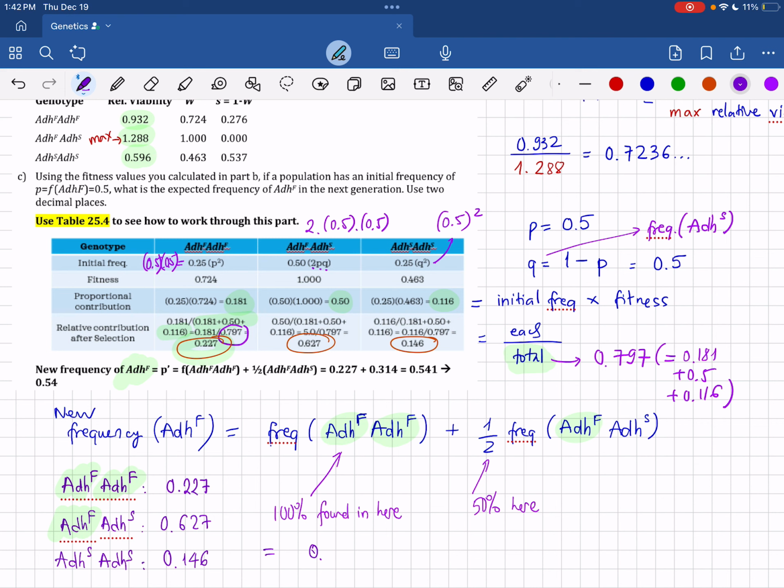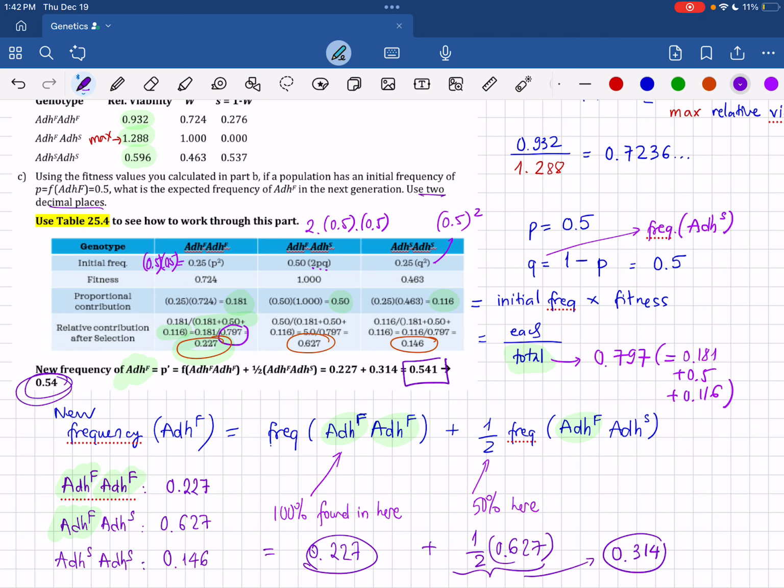So when you add it together, you get 0.227 plus half of 0.627, which is 0.314. Then you sum these together, and that's how we got the final one. With 2 decimal places, the final answer is 0.54.